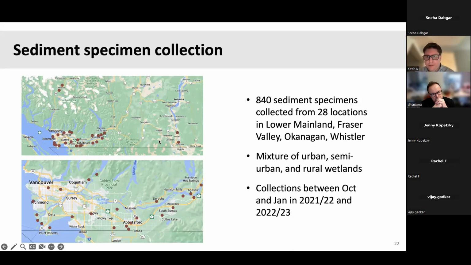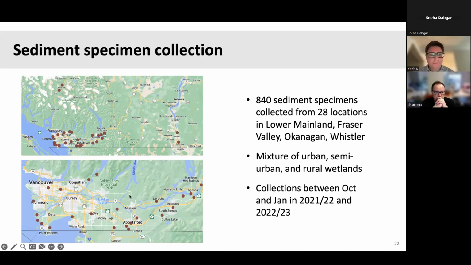The avian flu surveillance season overlaps with wild bird migration season. So all of these collections occur between October and January. And over these 2 seasons, we collected 840 sediment specimens from 28 different wetlands around the Lower Mainland, the Fraser Valley, the Okanagan, and the Whistler area. And all of these locations are indicated on these maps by little red dots. And if you look at the second map, which is just the Lower Mainland and Fraser Valley, you can see that there's a nice mixture of urban wetlands like parks, there's semi-urban wetlands, and then there's rural wetlands as well.